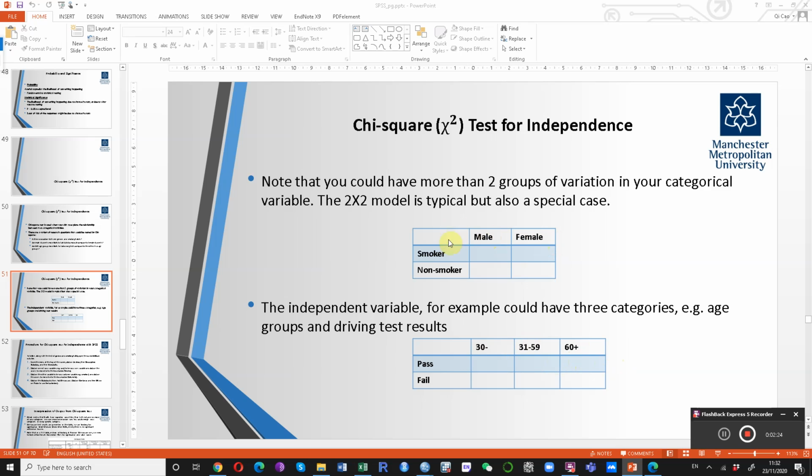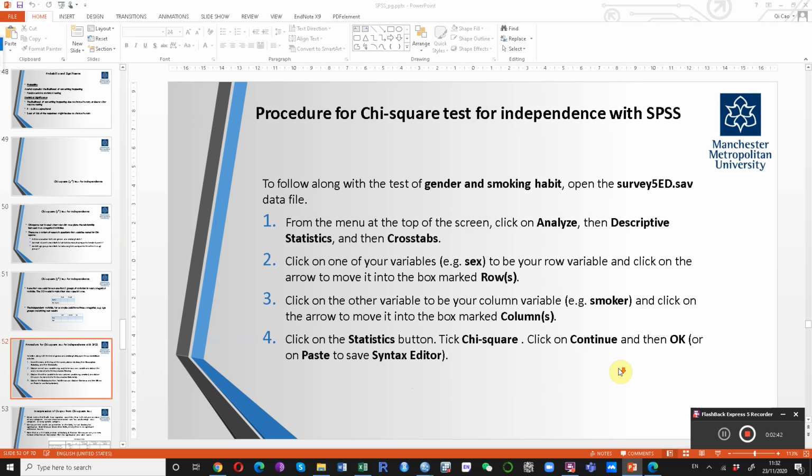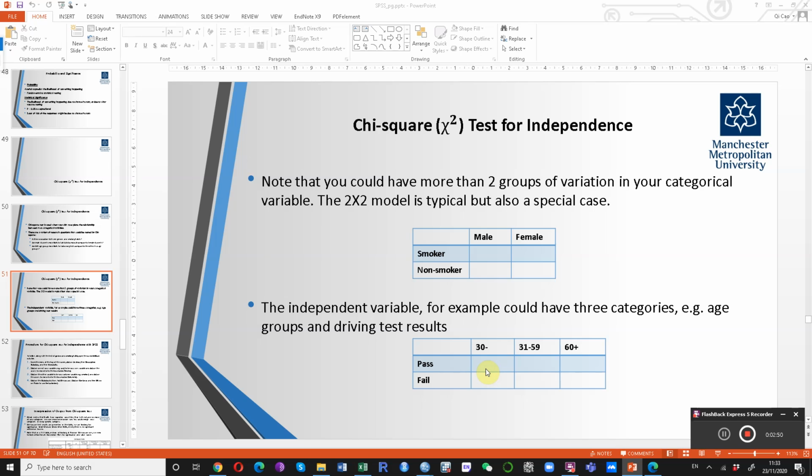Chi-square could also solve problems with more than two categories, either as independent or dependent variables. So here you can see that we've got three categories of the independent variable, two categories of the dependent variable, and this could be solved by chi-square as well. I have a detailed walkthrough of how to run chi-square with SPSS, but what we do now is to work together on this research question.